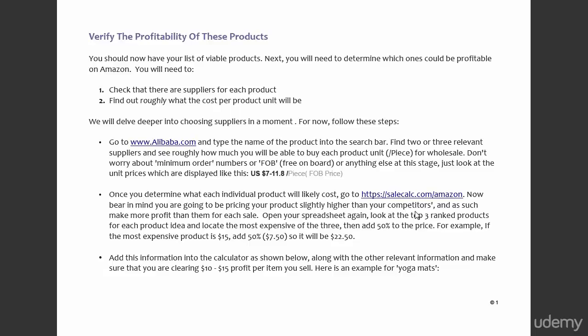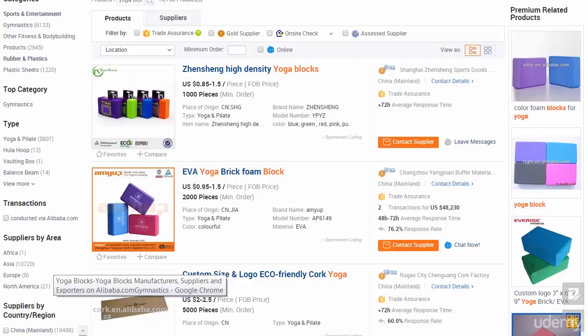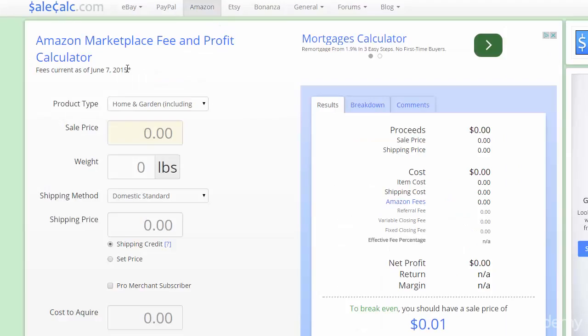So once we've done that, we need to go to sales calc, and I've given a link for this in the manual. Now the idea of sales calc, or the Amazon tool, is to essentially find out if you're selling a particular product for a certain price on Amazon, whether it's going to be profitable. So let's take the example of yoga blocks again.